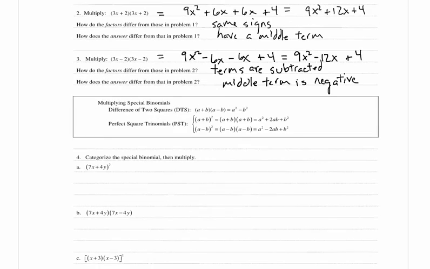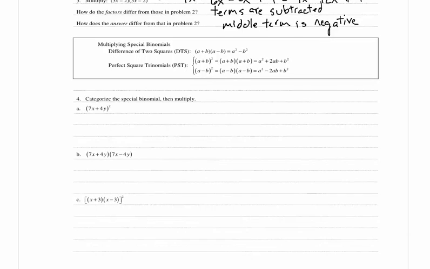And now they give us a box on the difference of two squares and perfect square trinomials. Difference of two squares is similar to the first example where we had a plus sign and a minus sign and there was no middle term. So if we have a plus b times a minus b, that's equal to a squared minus b squared. And then we have two perfect square trinomials. A plus b times a plus b is a squared plus 2ab plus b squared, and a minus b times a minus b is a squared minus 2ab plus b squared.